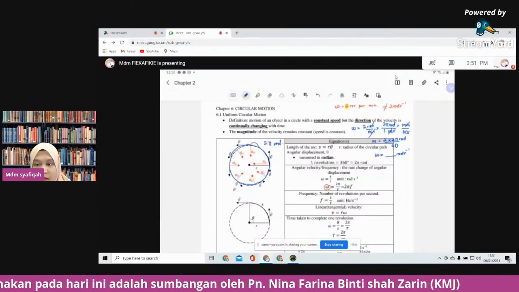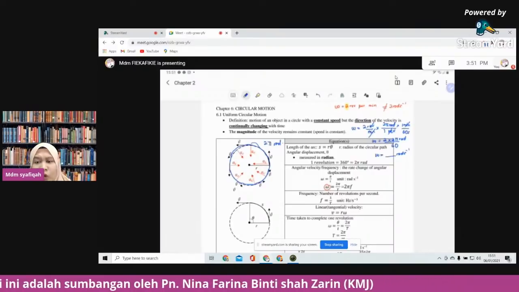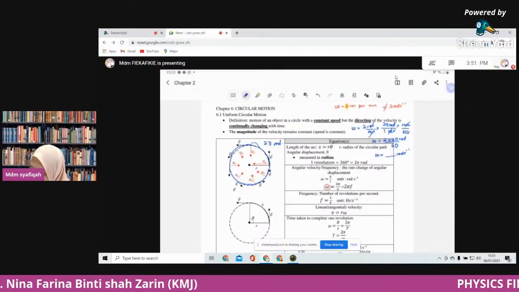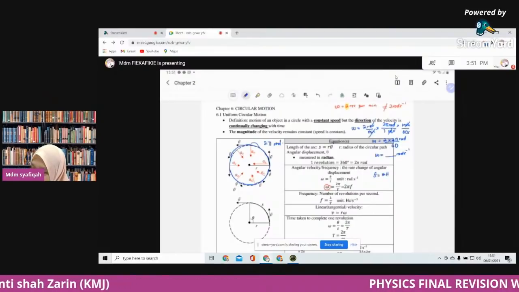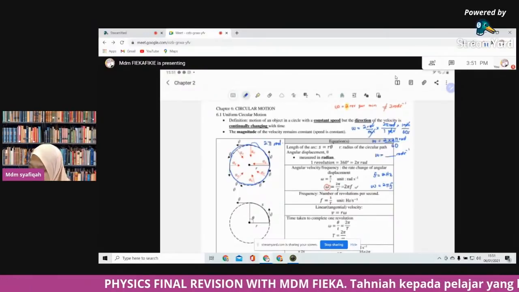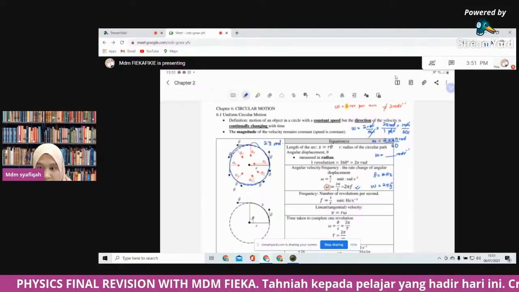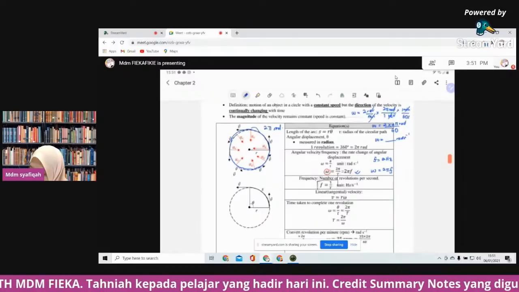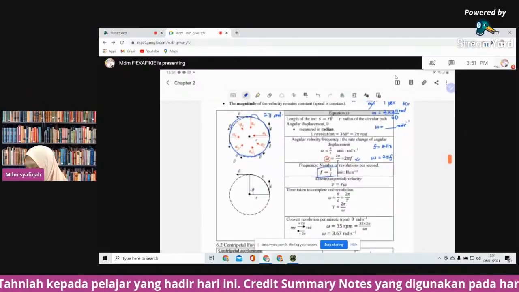Alright. Okay. Kadang-kadang soalan tak bagi omega. Soalan bagi you frequency. So frequency is equal to 2 Hertz. So you need to know what is the omega. So omega is equal to 2 pi f. Ini you mesti tahu. Okay. Okay, good. And also this one, the formula. Saya rasa formula you tak ada masalah.